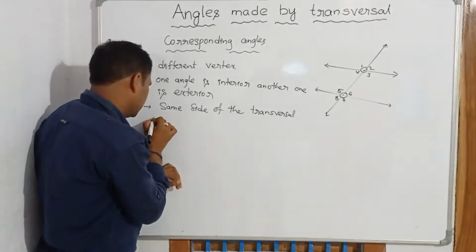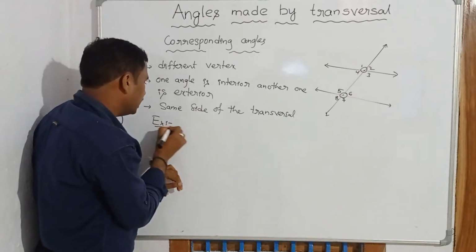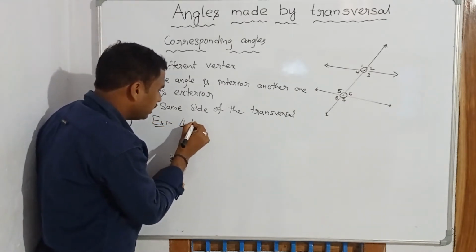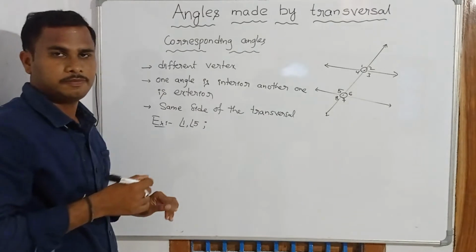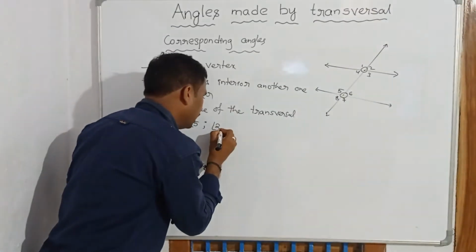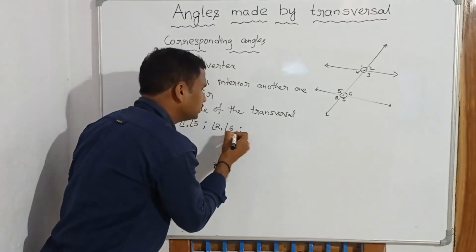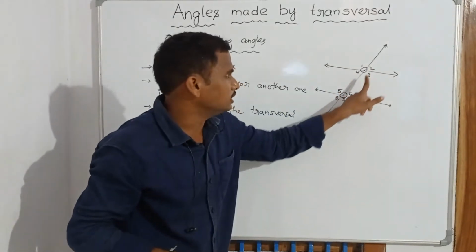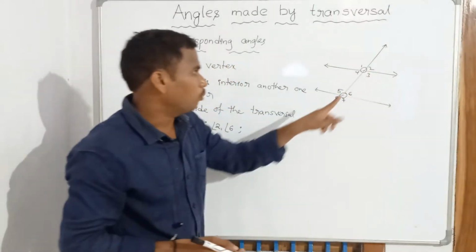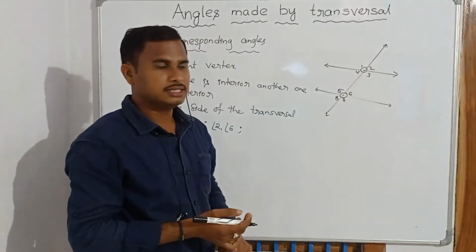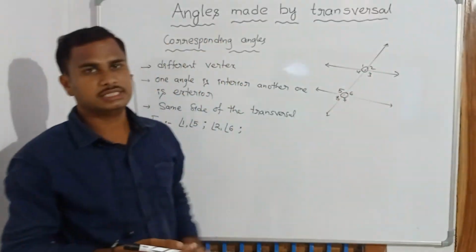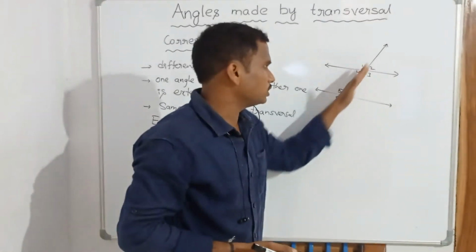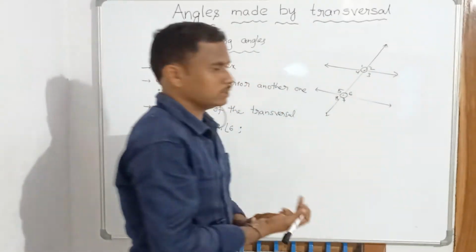Okay? That means, what is the example of corresponding angles? Angle 1 and angle 5 are corresponding angles. Angle 2 and angle 6 are corresponding angles. See this figure. 2 and 6: different vertex. One is interior, another is exterior. Same side of the transversal. This is the transversal, we know.